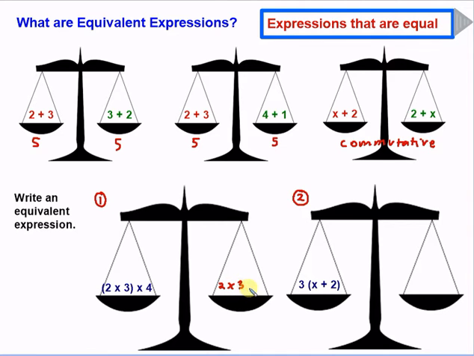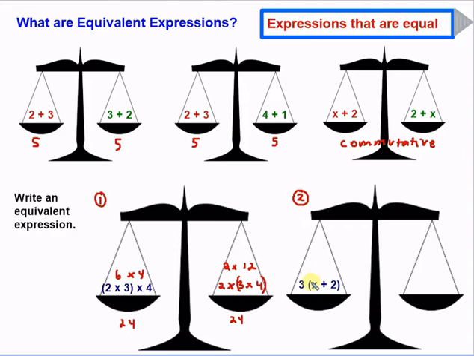So, if we wrote this problem like this, 2 times 3 times 4, and we grouped the numbers like this, this would be an equivalent expression. We can test it out. We can say 2 times 3 is 6, times 4 is equal to 24. And over here we can say 3 times 4 is 12, times 2, and that is also 24. These expressions are equivalent.